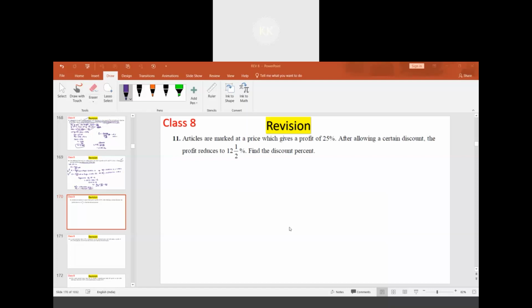Discount will be the difference of those two. It will be 125 minus 112.5. It becomes easy if you take in terms of 100. Suppose the cost price is taken as 100. If CP is equal to 100.